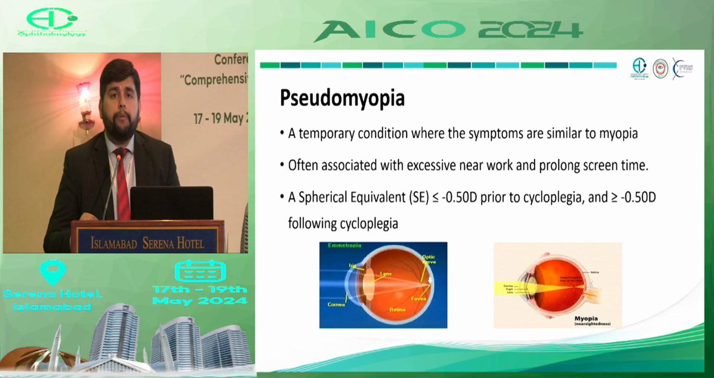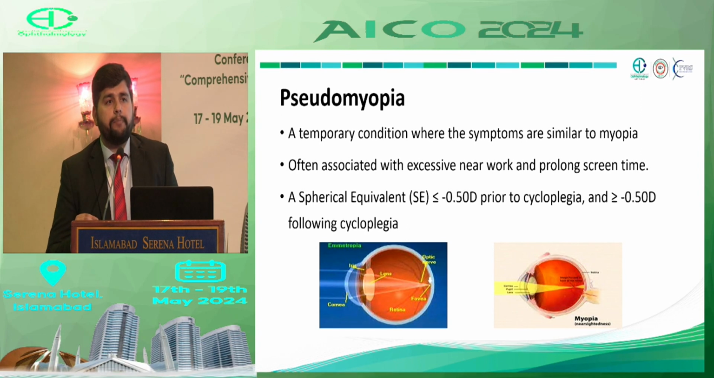What pseudomyopia means: myopia is a condition in which parallel rays of light coming from infinity are focused in front of the retina while your accommodation is relaxed. While in a case of pseudomyopia, it is a fast presentation and accommodation is not fully relaxed, and the patient looks like a myopic, or the symptoms look like myopia. It is often associated with excessive near work and prolonged screen time.